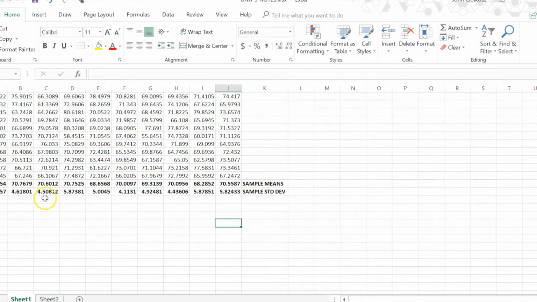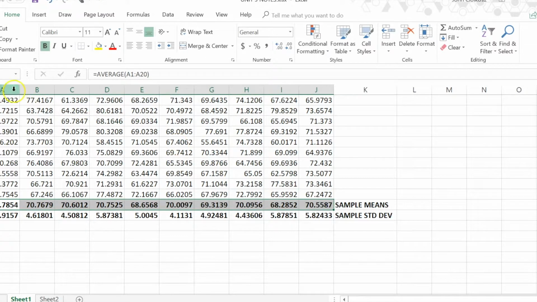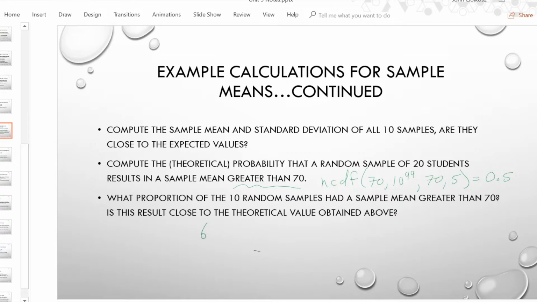So if I'm looking here at my sample means, I'm just going to zoom in a bit. Here's my sample means. We said there's 10 of them, right? Because there's 10 different columns. So count in your head right now. How many of those are greater than 70? Okay, so we have 1, 2, 3, 4, 5, 6. I have 6 of those 10 are greater than 70 because the numbers are bigger than 70. So for my answer here, I would have 6 out of 10, so about 0.6.